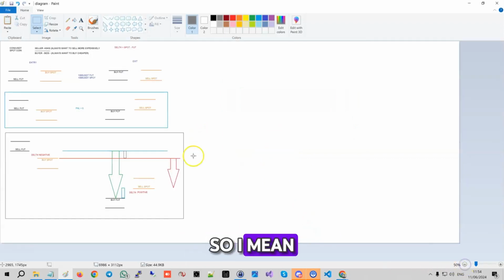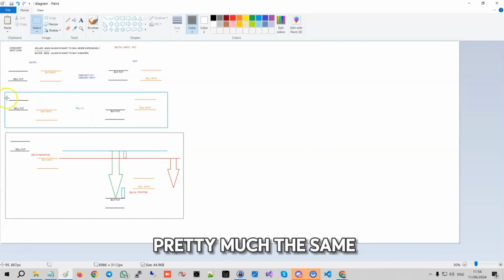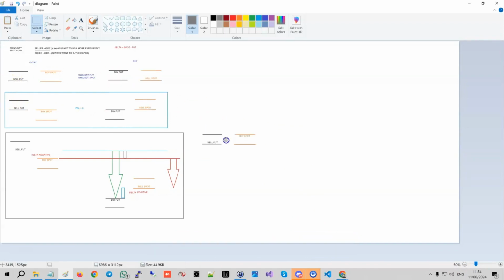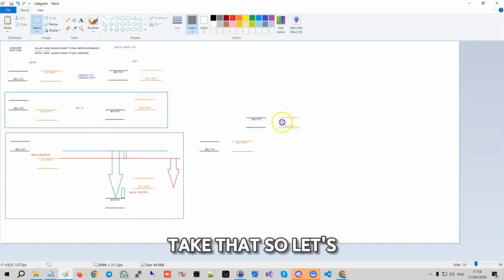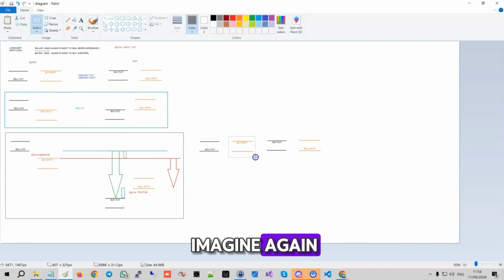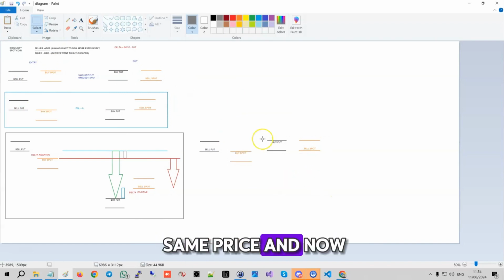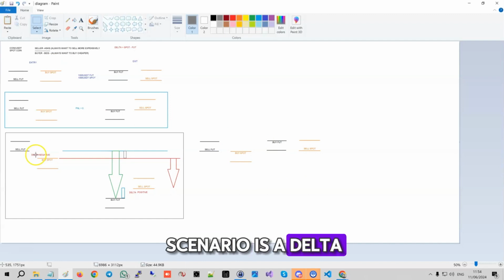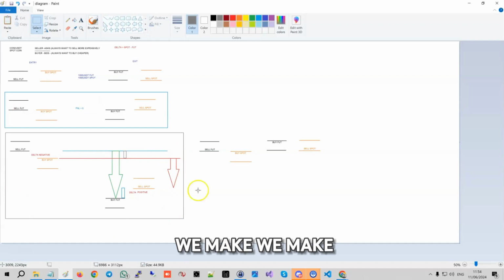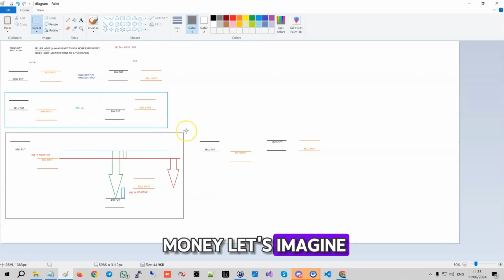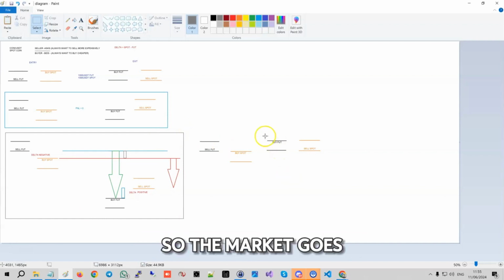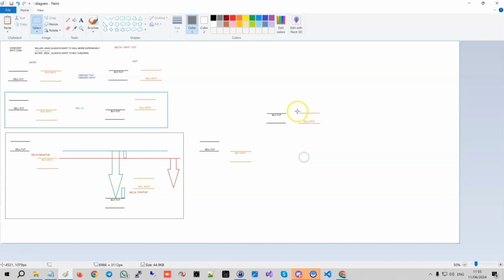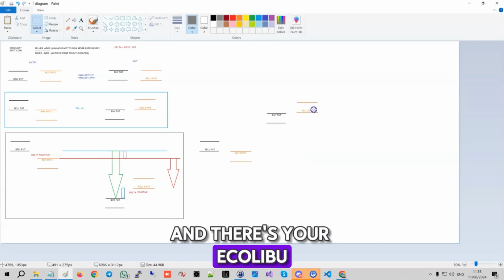To the upper side, it's going to be pretty much the same. So let's experiment. Take this, take that. Let's imagine again we entered at the same price, and here our best scenario is a negative delta upon entry and a positive delta upon exit. So in that case, we make money. Let's imagine our spot continues making money. So the market goes up, and there's your equilibrium.